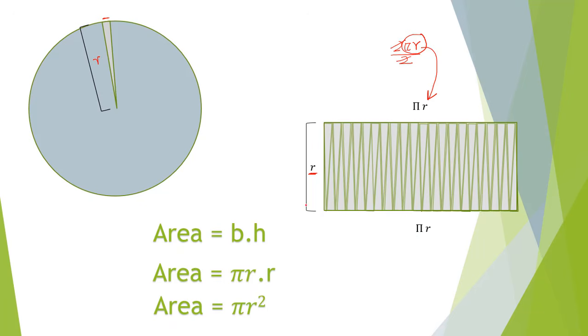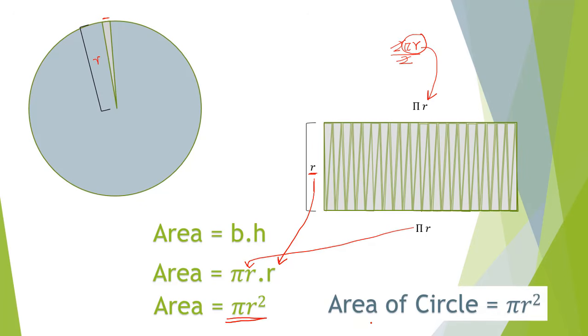Now in terms of these variables, what is the area of this rectangle? Base times height. Base is pi r and height is r. So area is pi r square. This rectangle has the same area as that of the circle. So we can say that the area of a circle is pi r square.